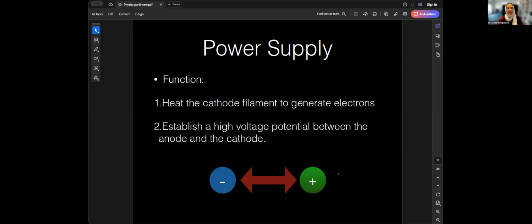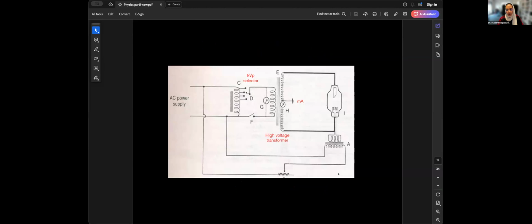So that's the power supply. So what does that power supply look like? It's not very important, but it's good for you to be able to see it. Well, I'm going to tell you why these are important in a second.